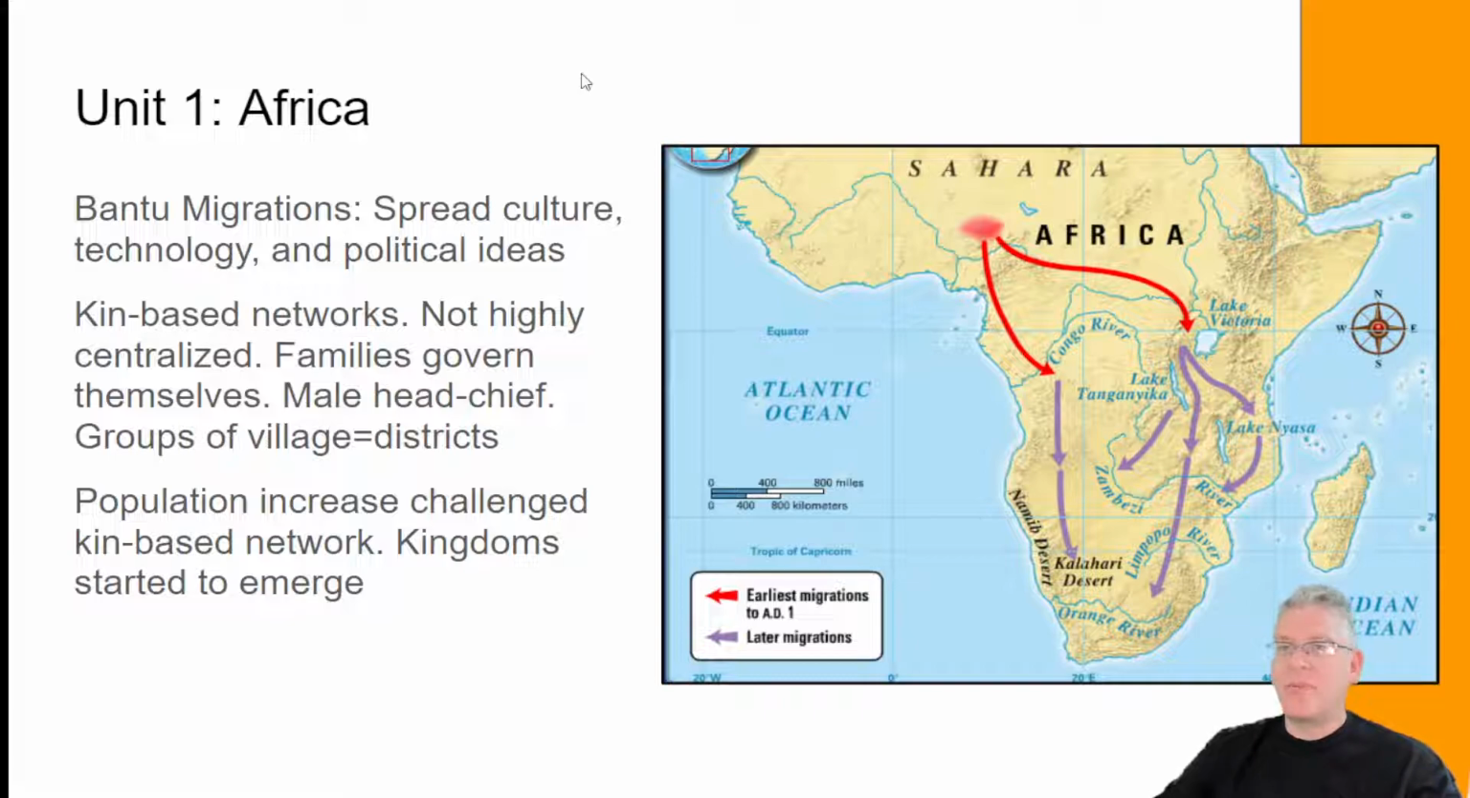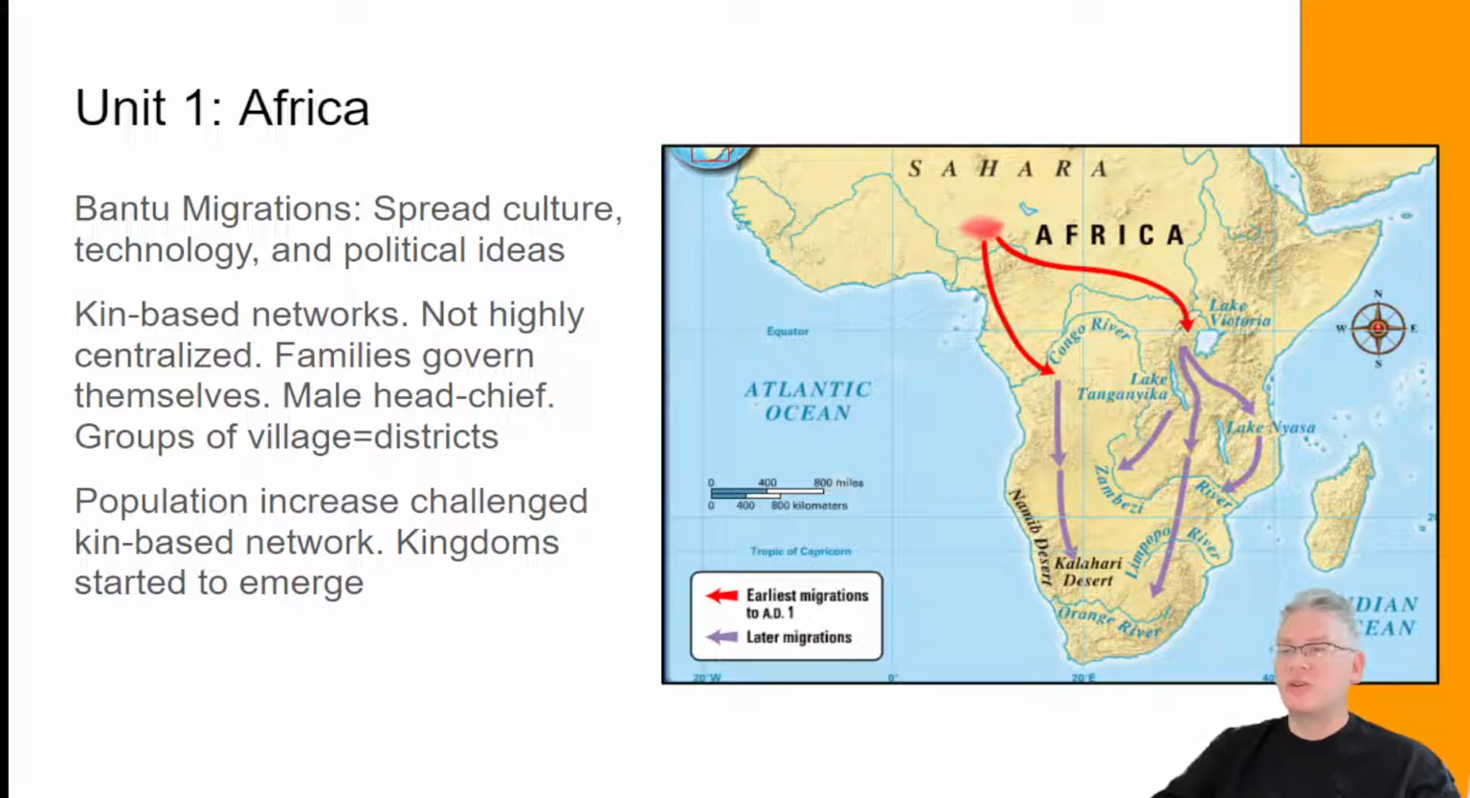All right, a couple more here. We're going to be looking at Africa, and we're going to be looking at Europe. Let's take a look here at Africa then. A couple of things for us to take a look at. We have these Bantu migrations that are super important. Bantus are a cultural, ethnic, linguistic group, and they are going to spread their culture, technology, political ideas across Africa.